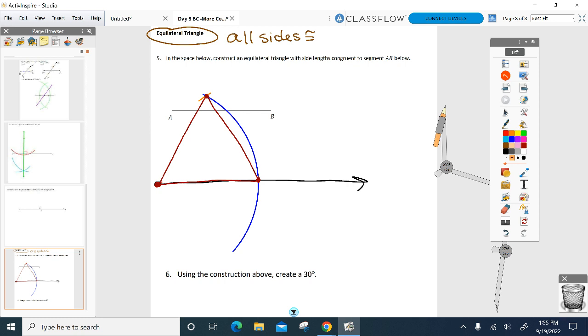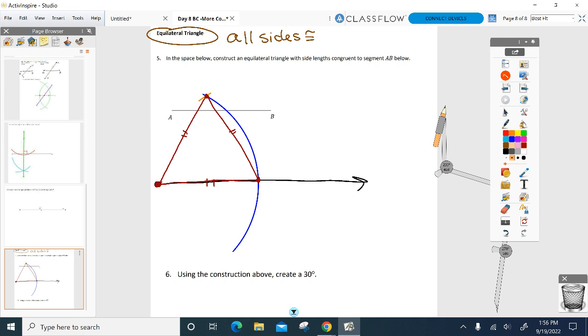Bridger told me all 3 sides congruent. Better make your diagram all 3 sides congruent. Right? Oh, every time with him. There's an equilateral triangle. Okay? Equilateral. Woohoo! How about number 6? No. Knocking socks off here.